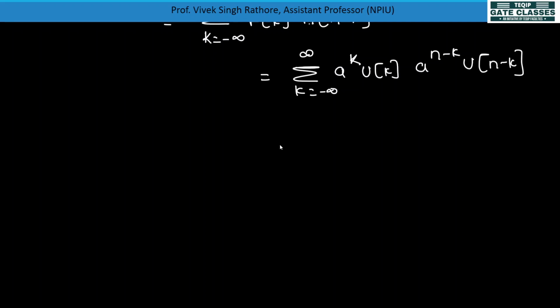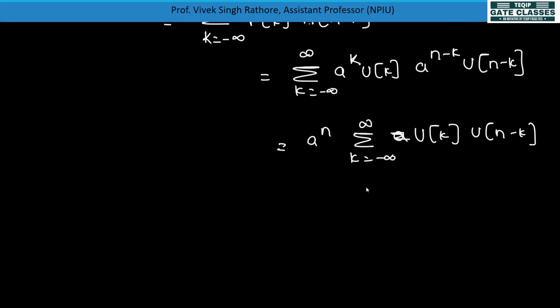Now you can take common. a to the power n can be taken outside, keeping the sum from k equal to minus infinity to infinity. a to the power k and a to the power minus k are cancelled, a to the power n is outside, so you will get u of k and u of n minus k values. You know this value can be written as a to the power n times the sum from k equal to 0 to n, and the value will be 1 only. So you can write like this, a to the power n is there, and you add every value.